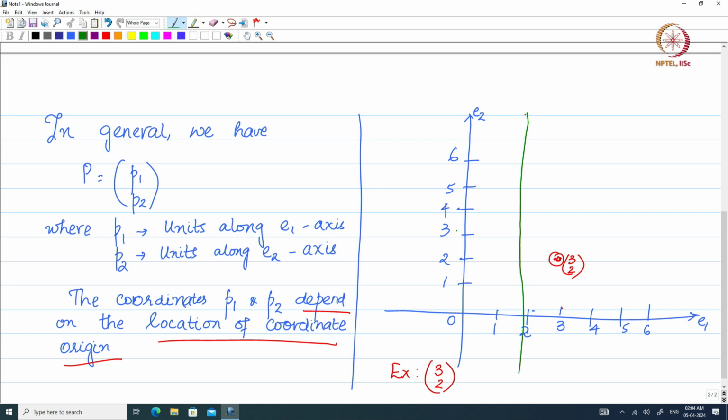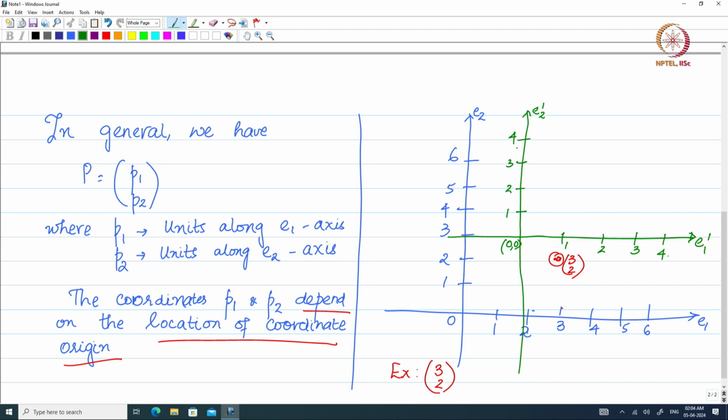The origin is shifted to (2, 3). This is my new origin. Let me call this axis E1 prime and that axis E2 prime, in which case the point (3, 2) is going to be... So, I am going to mark these points as 1, 2, 3, 4.